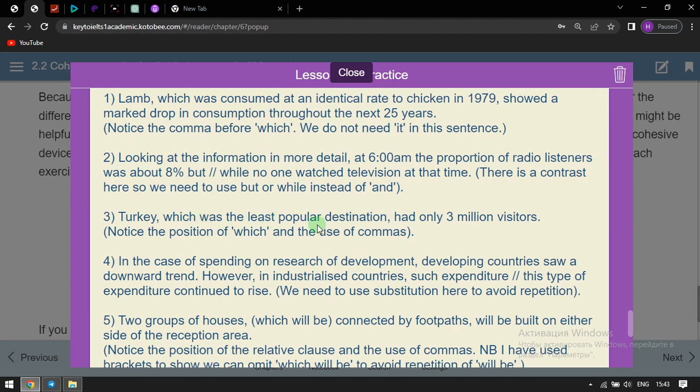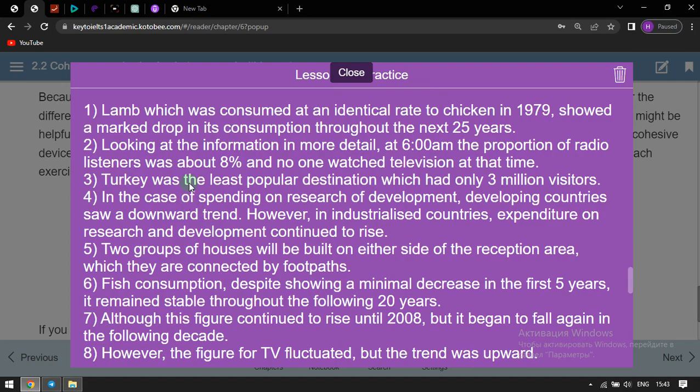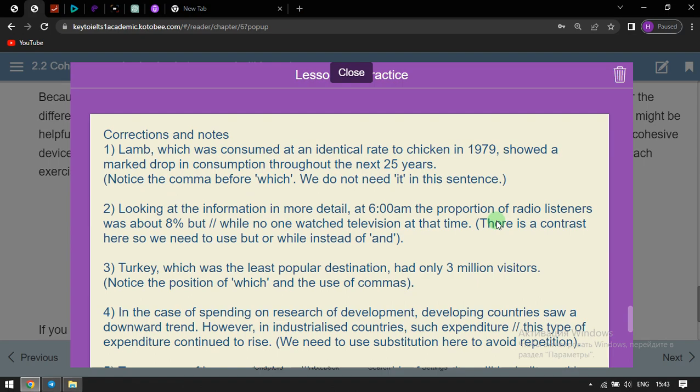Turkey, which was the least popular destination. Okay, the third one: was the least which had only. So the use of which was correct. Which was the least popular destination had only 3 million visitors.